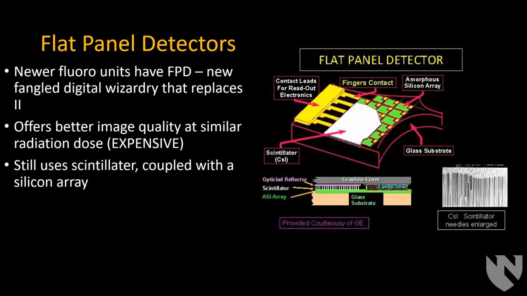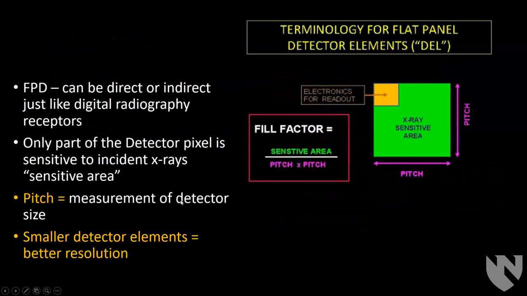Okay, so flat panel detectors. This is what most of our machines now are. They do not have the analog image intensifier. They offer better image quality at a similar radiation dose. They are more expensive than image intensifiers, though like all things digital, things are always getting cheaper. They use a scintillator, something that converts the X-ray into light, and then that's coupled with a silicon array that converts the light into digital information. And so the fluoro system can be direct or indirect, just like digital radiography.